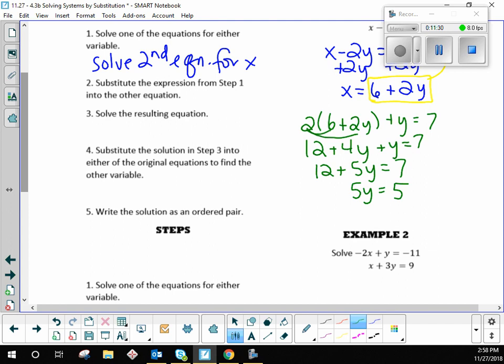And then what? Divide by 5. Divide both sides by 5 gives you y equals 1. So I subtracted 12 from both sides and then divided by 5.